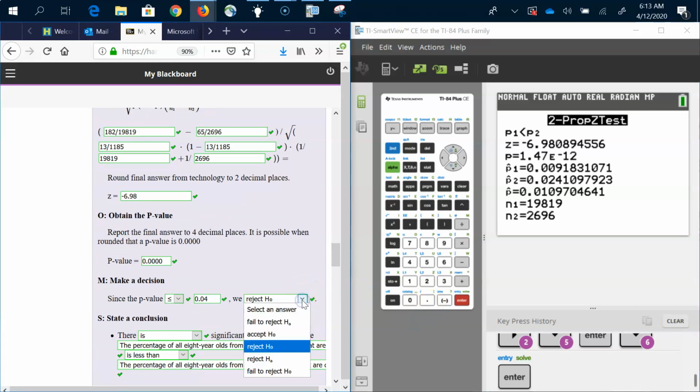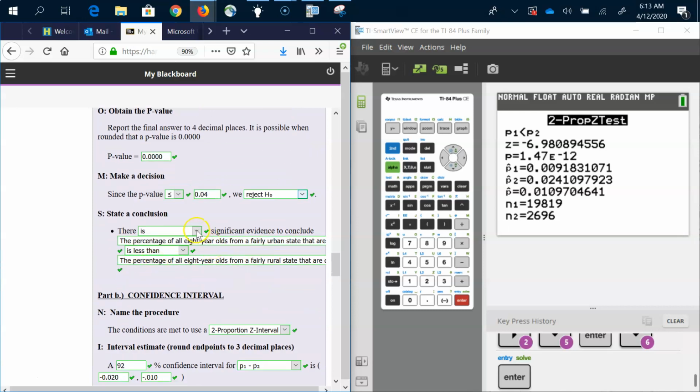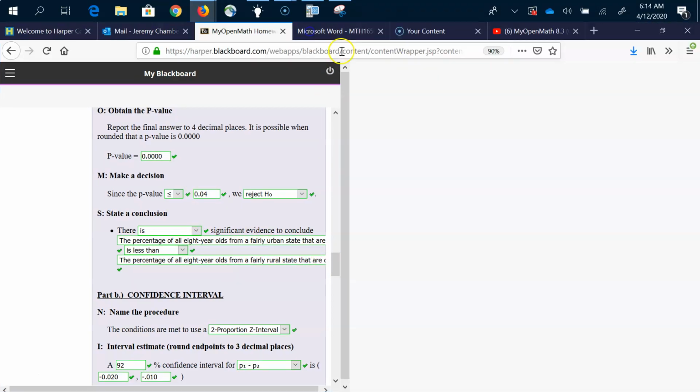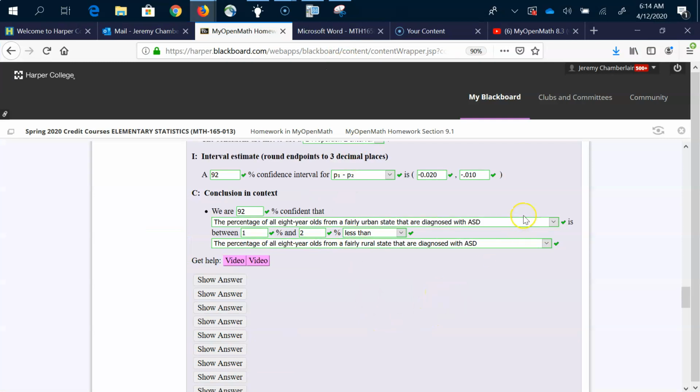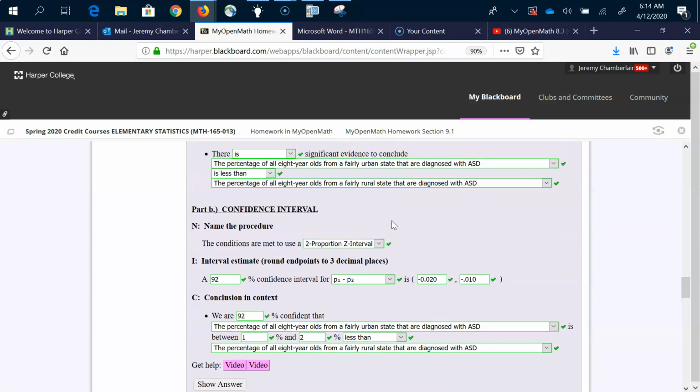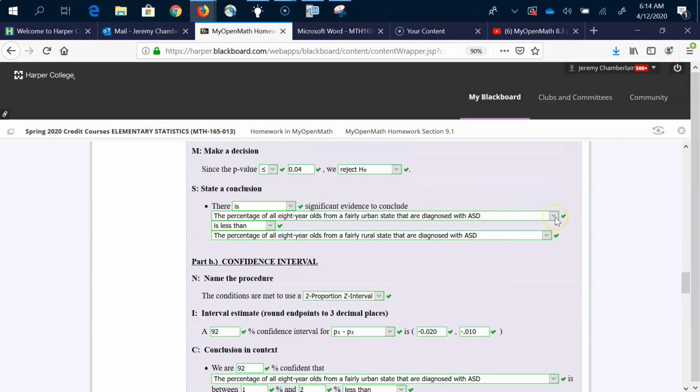So there's different options here. Of course, I selected reject the null hypothesis. There is significant, so it's either is or is not, but since the p-value is small, how small? Less than or equal to our level of significance. There is significant evidence to conclude that the percentage of all 8-year-olds from a fairly urban state with ASD is less than the percentage of all 8-year-olds from a fairly rural state.